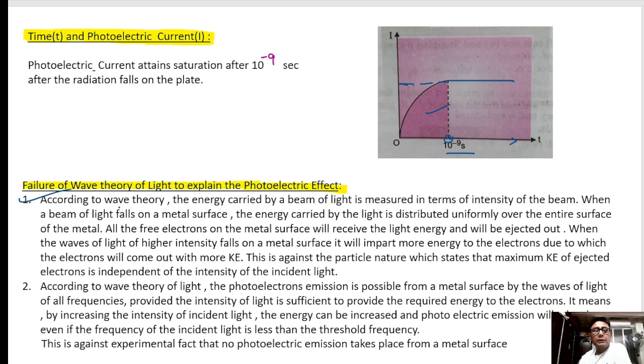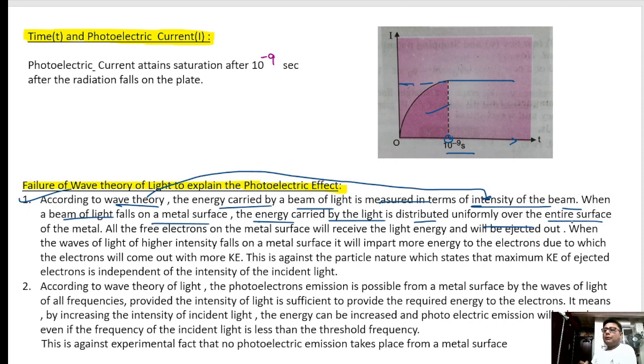According to wave theory, the energy carried by a beam of light is measured in terms of intensity. So wave theory says that you have to measure the light's energy in terms of the intensity. When a beam of light falls on a metal surface, the energy carried by the light is distributed uniformly over the entire surface of the metal.